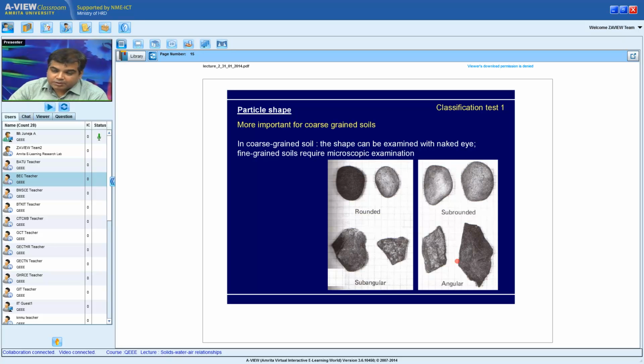shape, what we see is, if you pack the particles together, the particles are going to be kind of interlocked. So the interlocking in fact helps to increase the strength. Take an example of a stress strain curve.